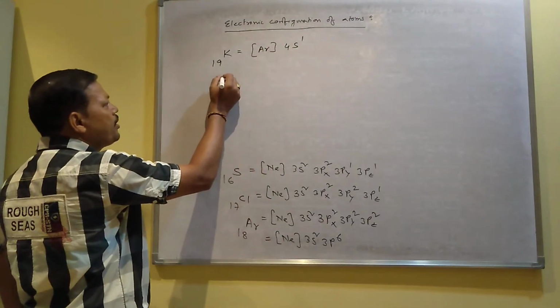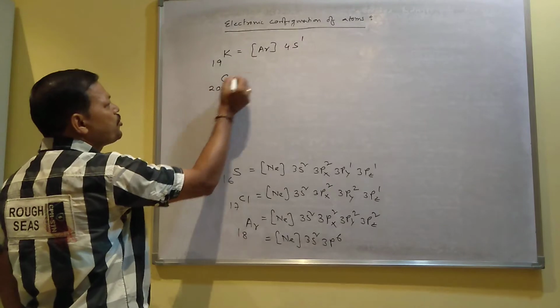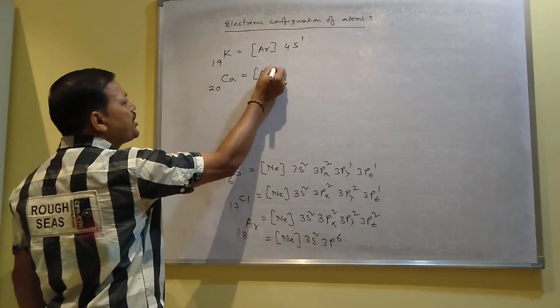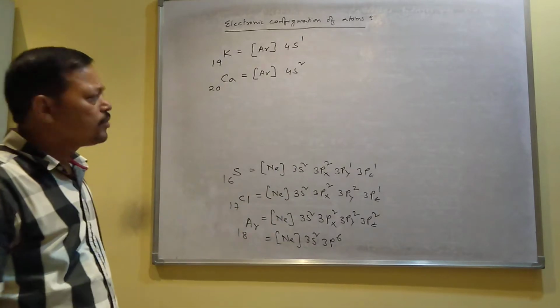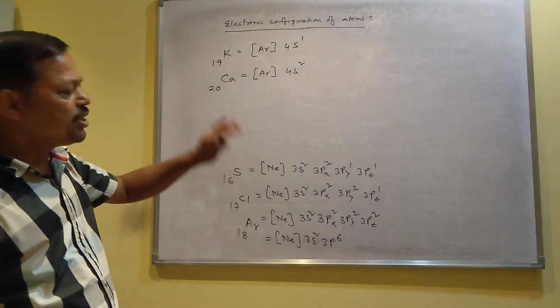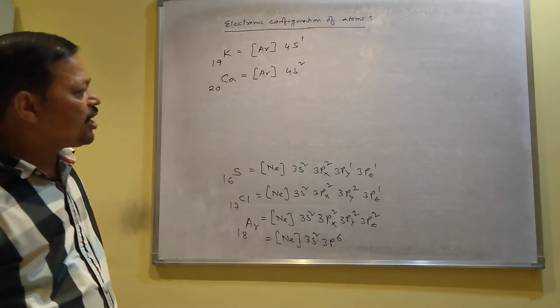Then after potassium, calcium, atomic number 20. So argon's 18 gone, another 2 left, so 4s2. So in this way you can continue your electronic configuration.